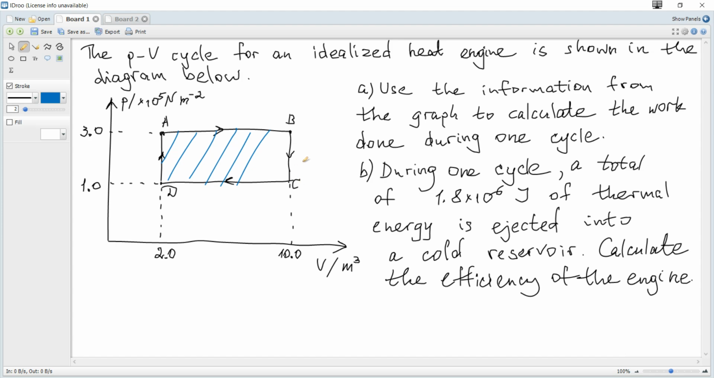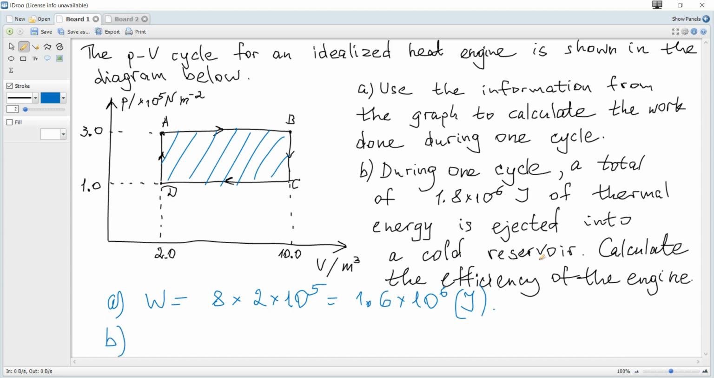And since it's a rectangle, area can be found just as length multiplied by height or width, and we can see that it's just 8 multiplied by 2 but times 10 to the power of 5, and we can see that it's 16 times 10 to the power of 5, or 1.6 times 10 to the power of 6, or 1.6 megajoules.